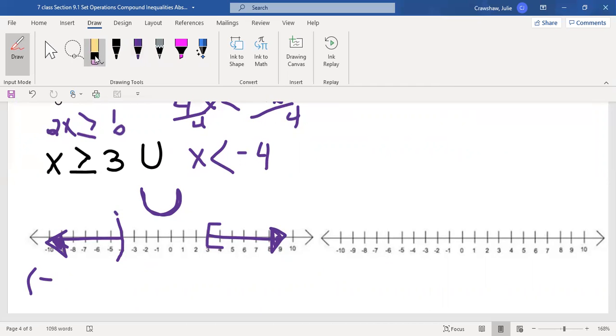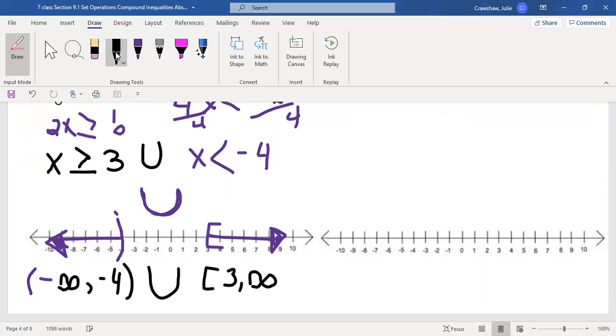to be negative infinity, isn't it? Negative infinity up to negative 4. And I can't include negative 4 because there's no line underneath it. But now I'm jumping over like a valley. So that's where I put my union symbol. And then I pick up at 3, including 3, and I go on and on and on forever. So I close it with the parentheses because infinity never stops.